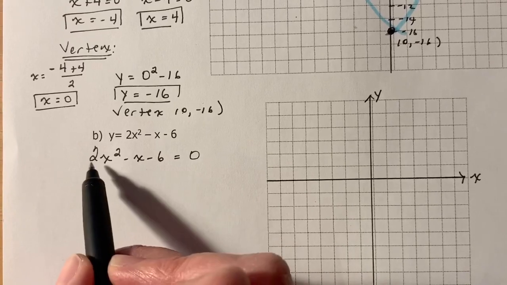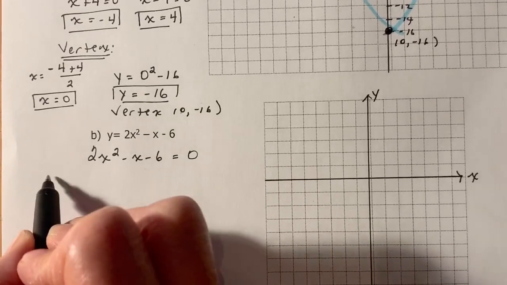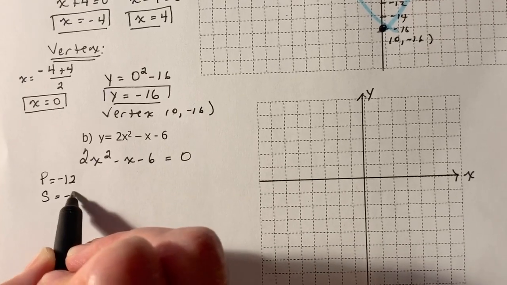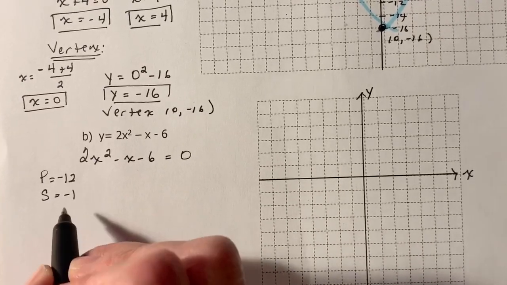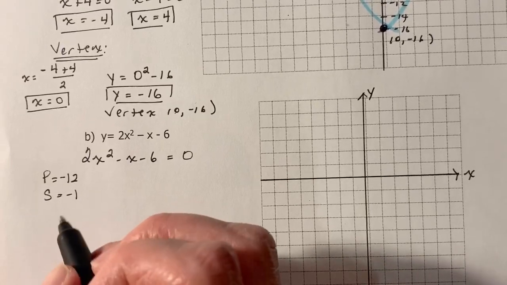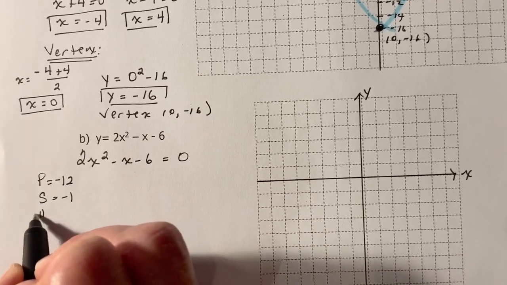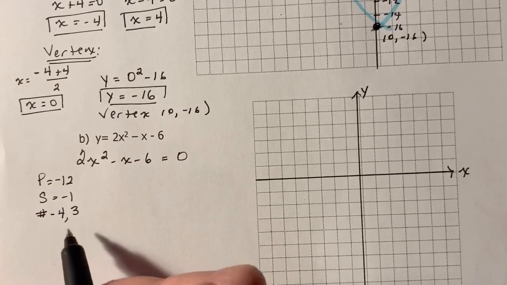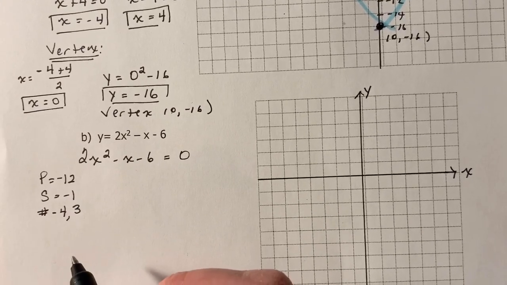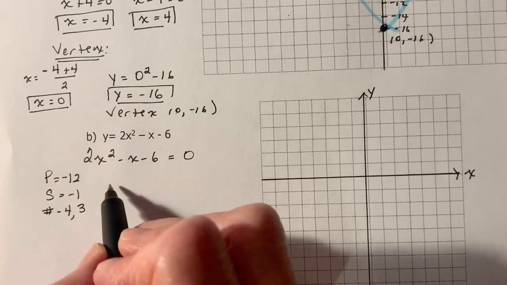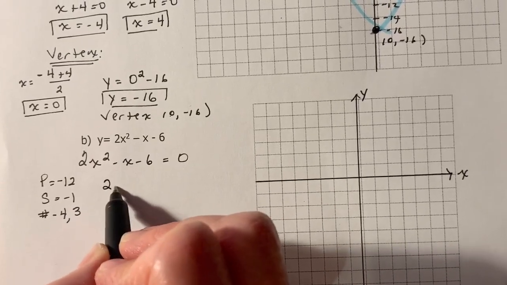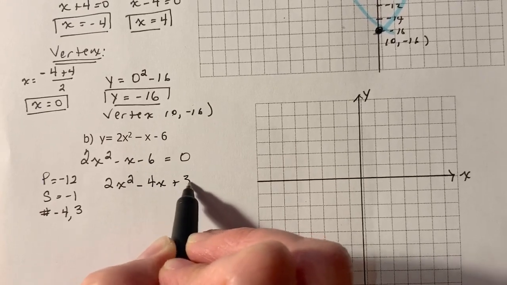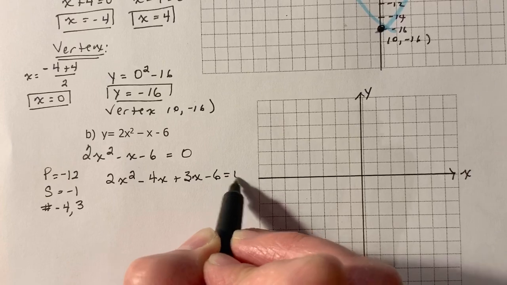So remember, we're looking for a product of 2 times -6, which is -12, and a sum of -1. What two integers multiply to -12 but also add to -1? Those two numbers are -4 and +3. You add those, you get -1. You multiply them, you get -12. So remember, you take those two numbers and you rewrite the middle. So 2x squared minus 4x plus 3x minus 6 equals 0.